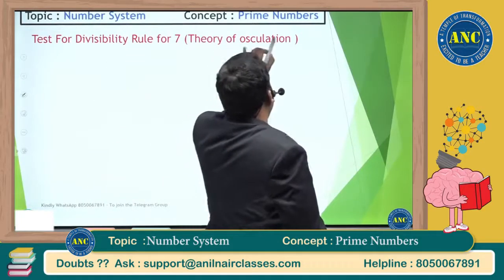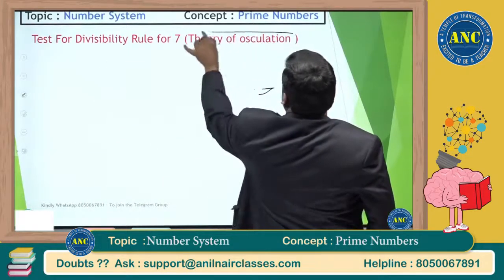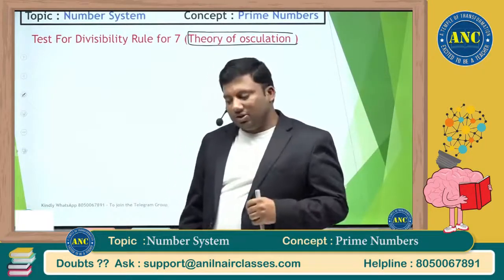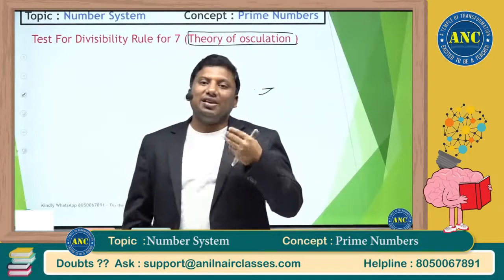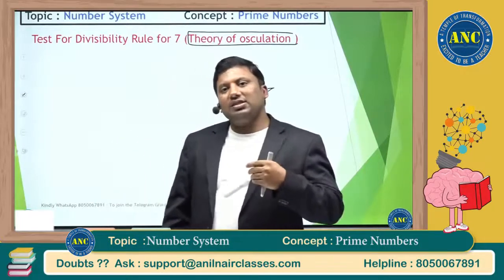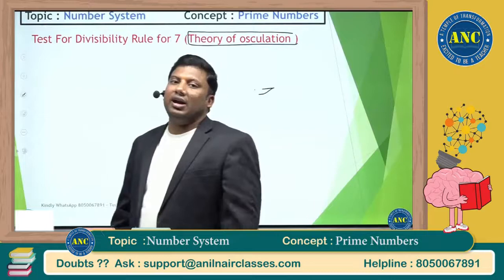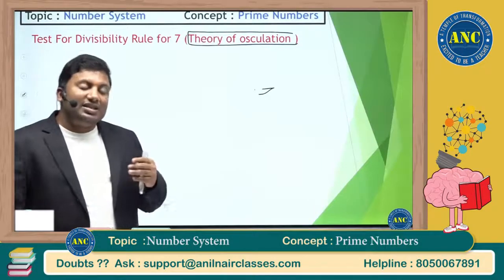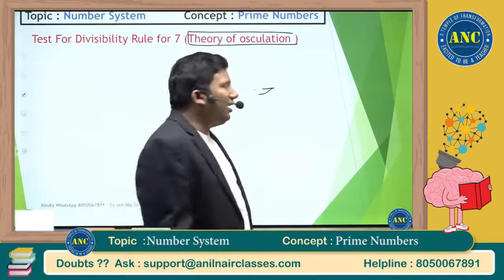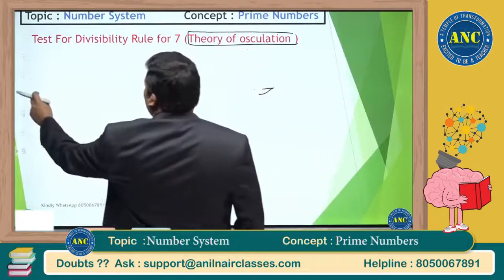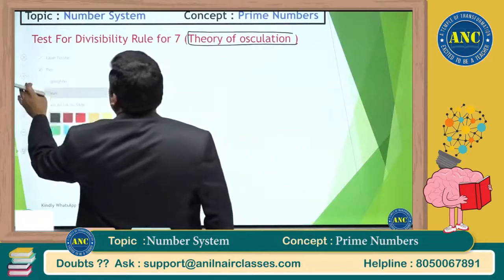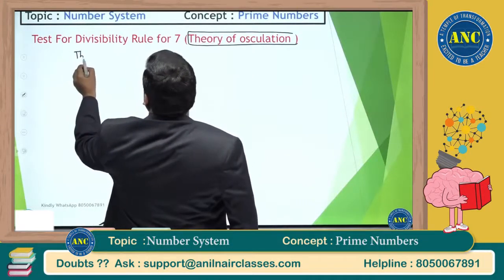Now comes the most important property. Sir, we discussed only the divisibility rule for certain numbers. We discussed the divisibility rule for 7, 11, 13. We discussed the divisibility rule for 27, 37. We discussed the divisibility rule for 99, 101. We discussed the divisibility rule for 17, 19, 41, 271, 73, 137. Can we find out the divisibility rule of any prime number? Any prime number, can we find it out? Now see here. Theory of osculation.